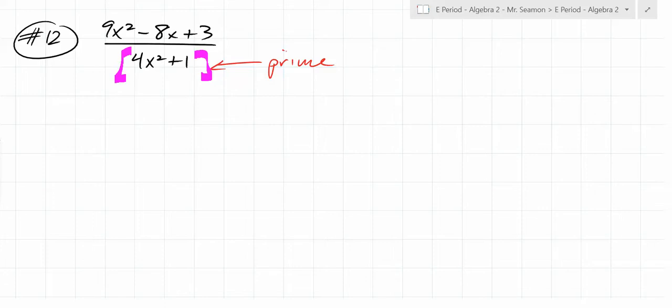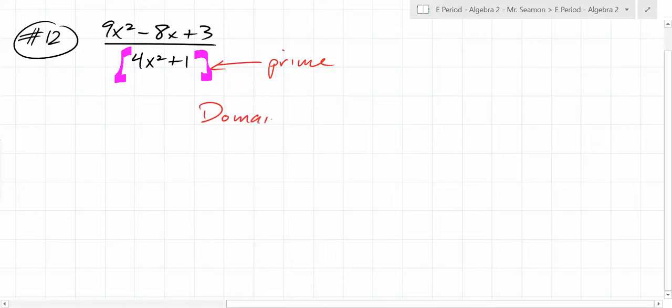Is there any way for the denominator to be 0? No. So therefore, what is the domain of this function? Correct. The domain of this function is all real numbers because there is no way to make the denominator equal to 0.